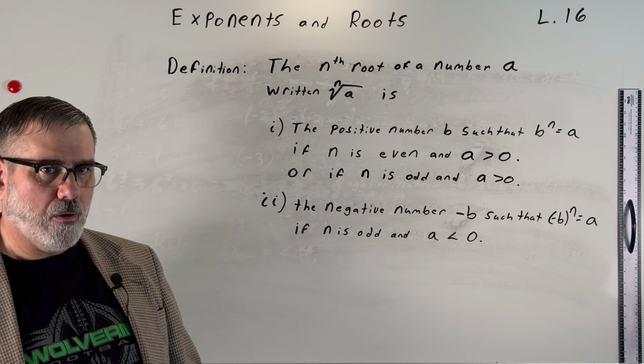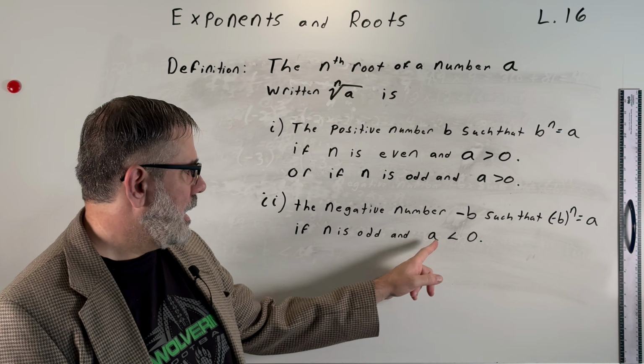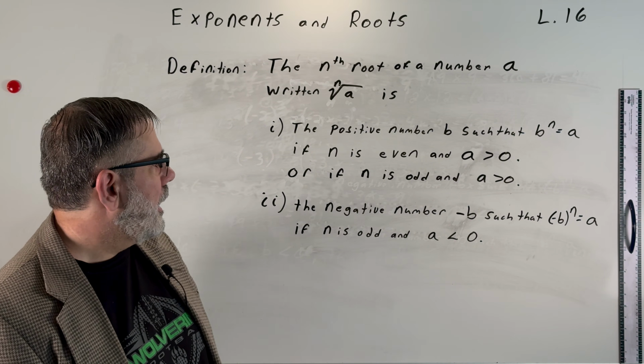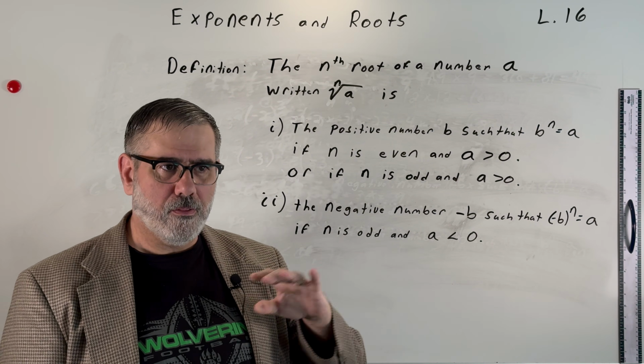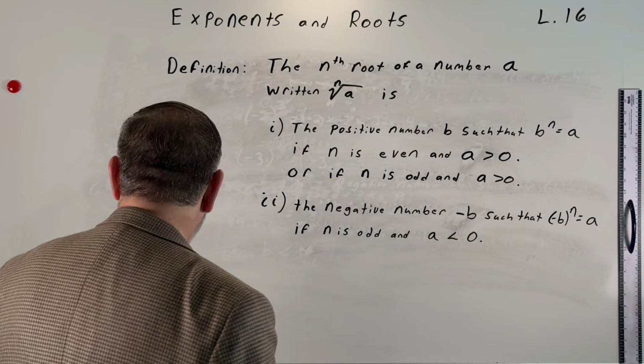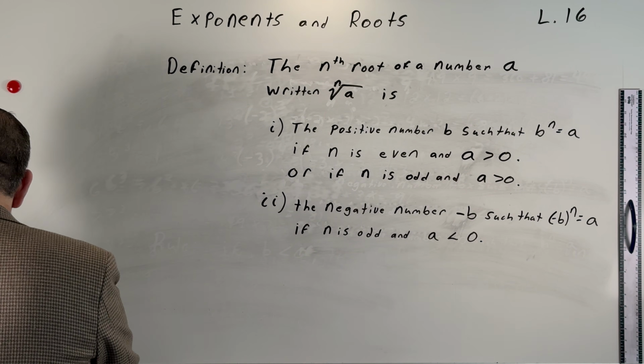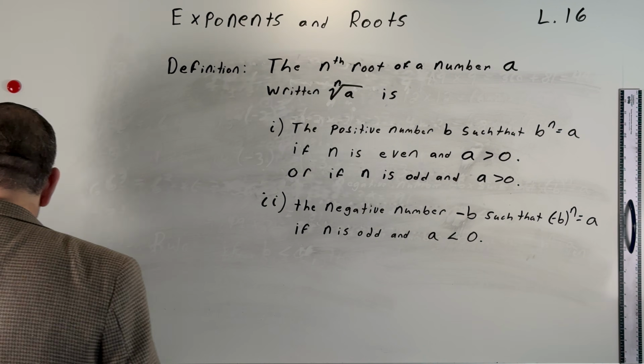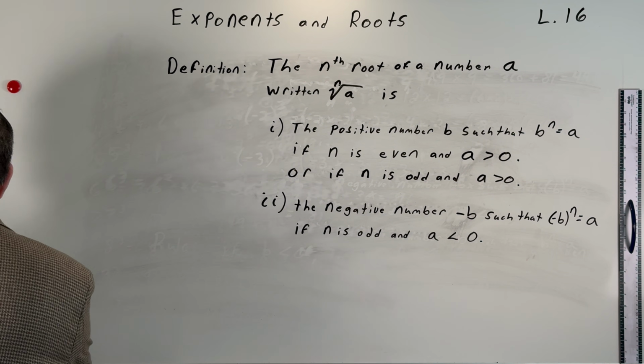So in the next lecture, we'll talk about the special case of what happens when a is less than 0 and n is even. That's a special topic, and we'll get to that next time. But using this definition, let's try a couple of examples just to see what this looks like, because I think it'll make more sense once we start to unpack that.